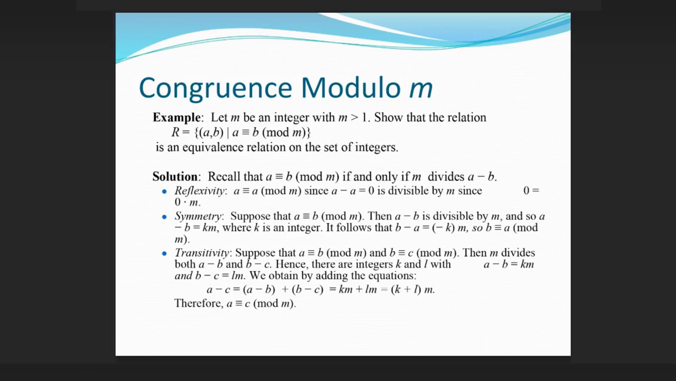Transitivity: suppose that a ≡ b mod m and b ≡ c mod m. Then m divides both a minus b and b minus c. Hence, there are integers k and l with a minus b equals km and b minus c equals lm.